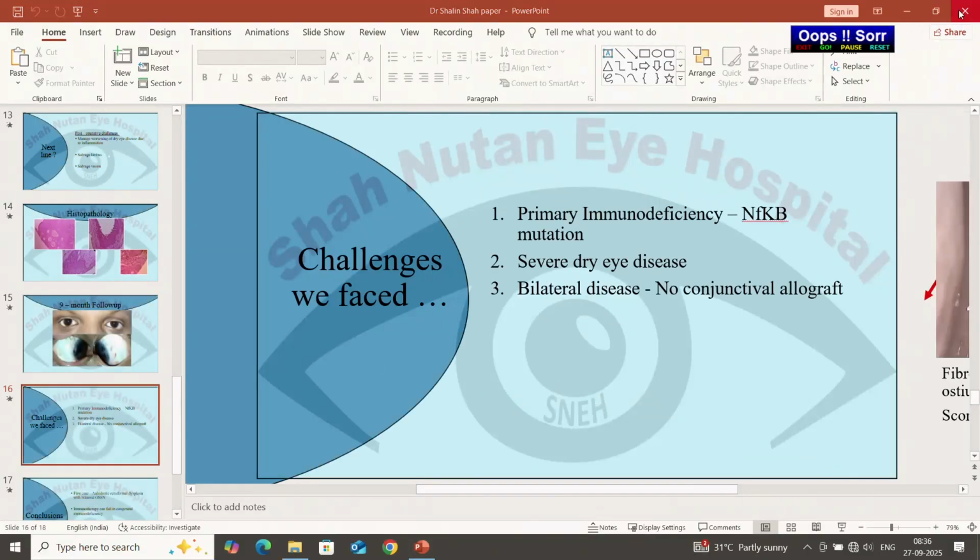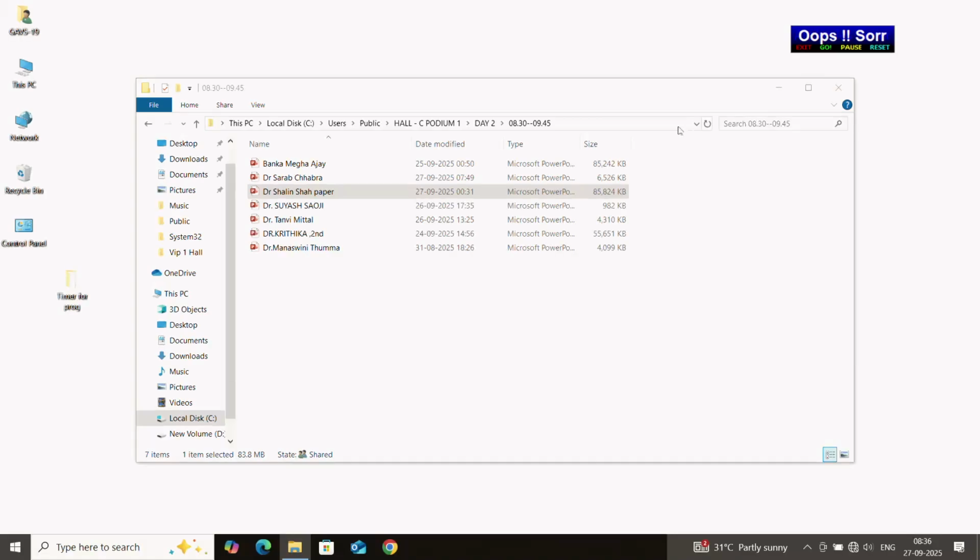Any question? How would you manage in this case limbal stem cell deficiency after doing this surgery?